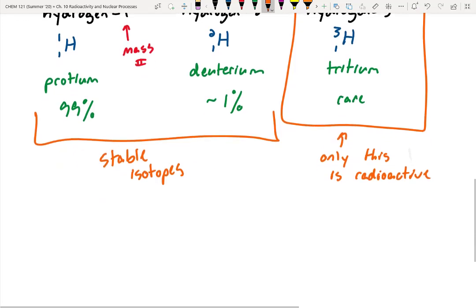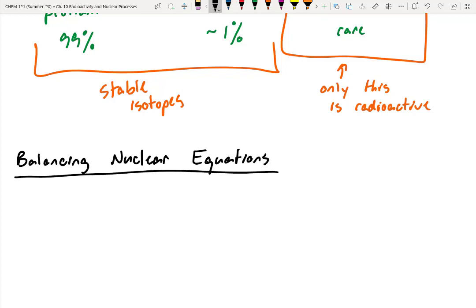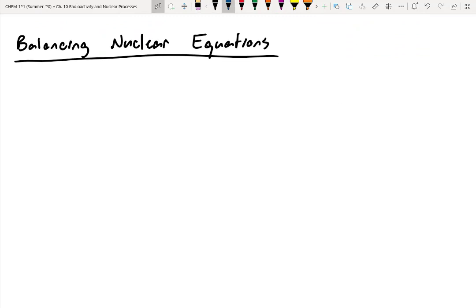Okay, so now let's talk about balancing these reactions. So balancing nuclear equations. And luckily, it's pretty similar to balancing equations just in general. But rule number one is that the mass numbers must balance.